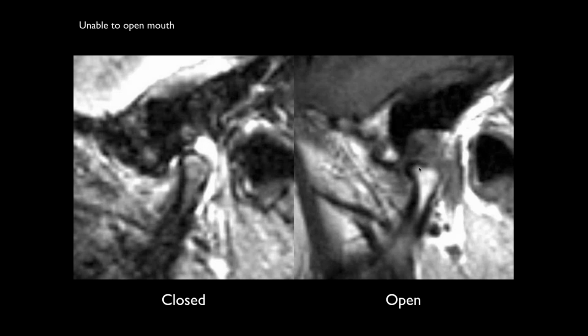Here's what the T2 weighted image looked like. It looks like a lot of fluid in the joint. So we do see a fair amount of fluid here. And what would your differential be for why they can't open the mouth? Maybe adhesions or scar tissue. That's good. That's what this is.